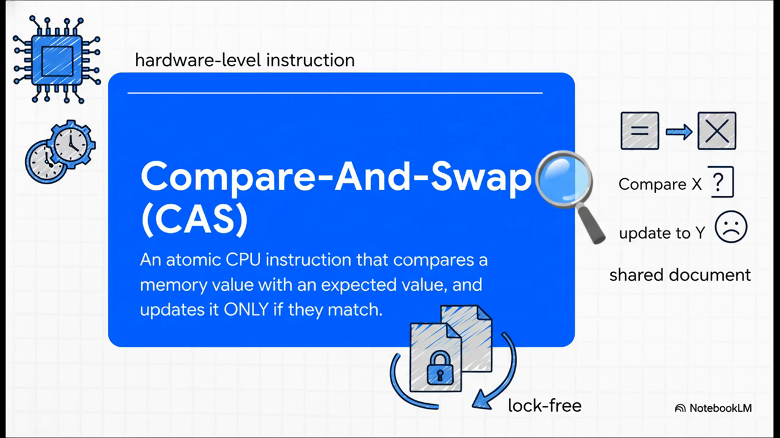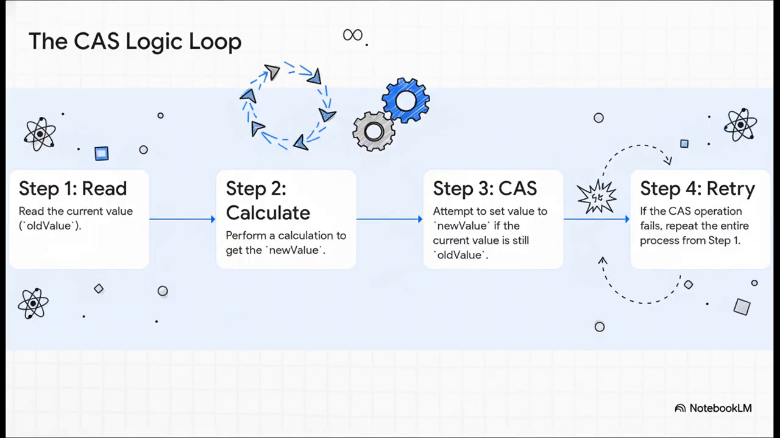And the crucial part is that this whole check and update thing happens as one single indivisible operation. It's kind of like trying to save a document on a shared drive. You can only save your changes if nobody else has saved a new version since you first opened it. So let's see how Java uses this. When your code calls something like incrementAndGet, it's not just one single CAS operation. It's actually a loop. Your thread reads the current value, it figures out the new value, and then it uses CAS to try to make the update.